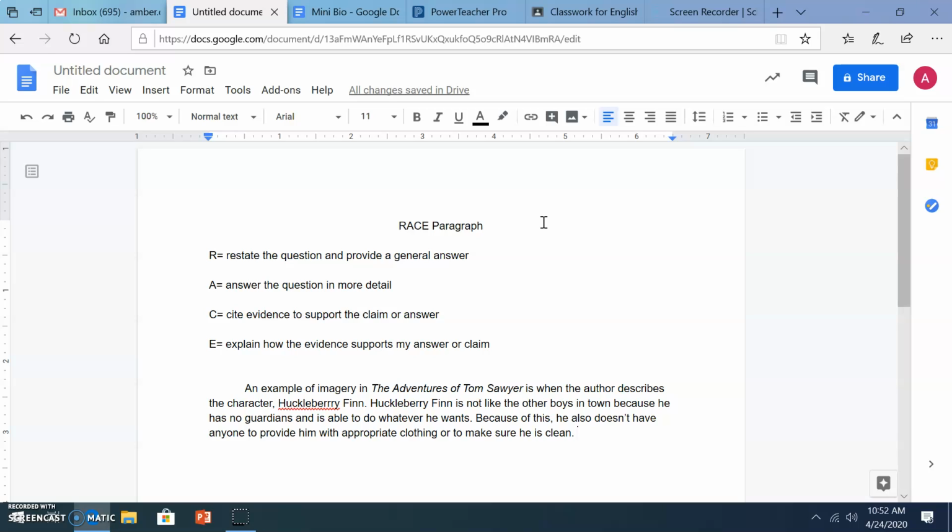Alright, so my general answer is that a piece of imagery is when the author describes the character Huckleberry Finn, followed by a more detailed explanation of how the author describes Huckleberry Finn. So Huckleberry Finn is not like the other boys in town because he has no guardians and is able to do whatever he wants. Because of this, he also doesn't have anyone to provide him with appropriate clothing or to make sure he's clean. Now I'm going to cite a piece of evidence from the text that supports what I've just explained.